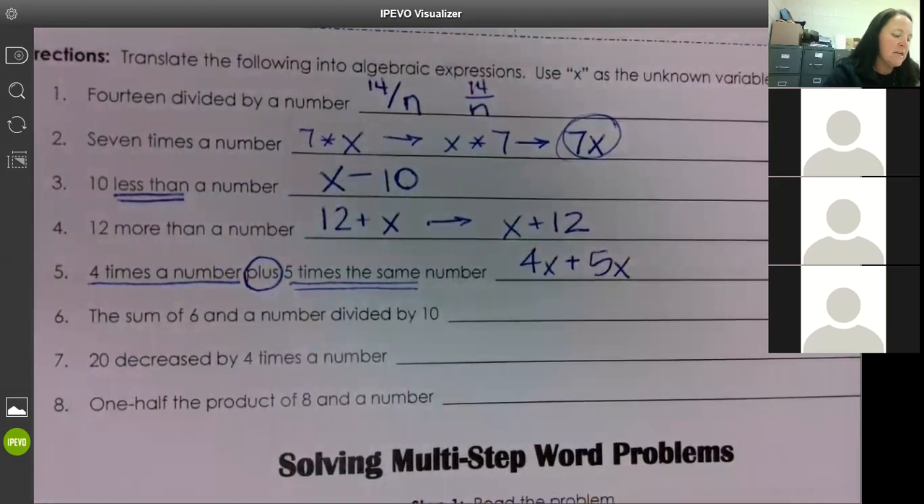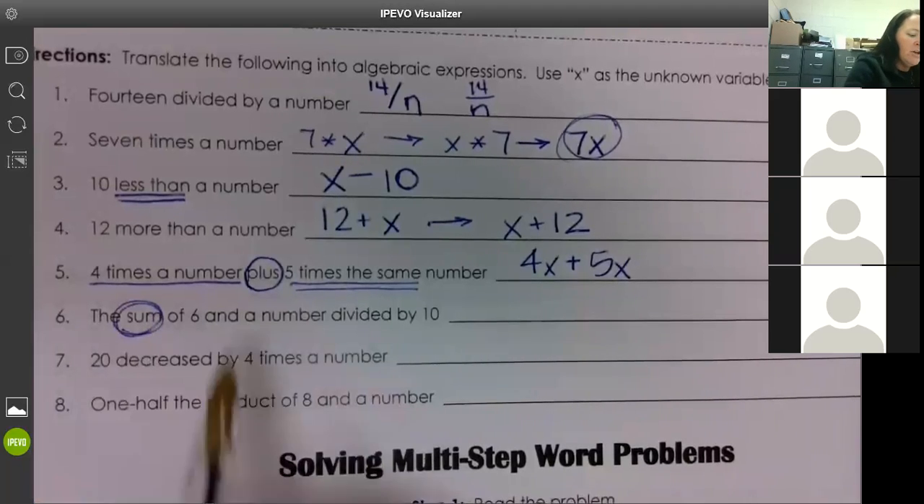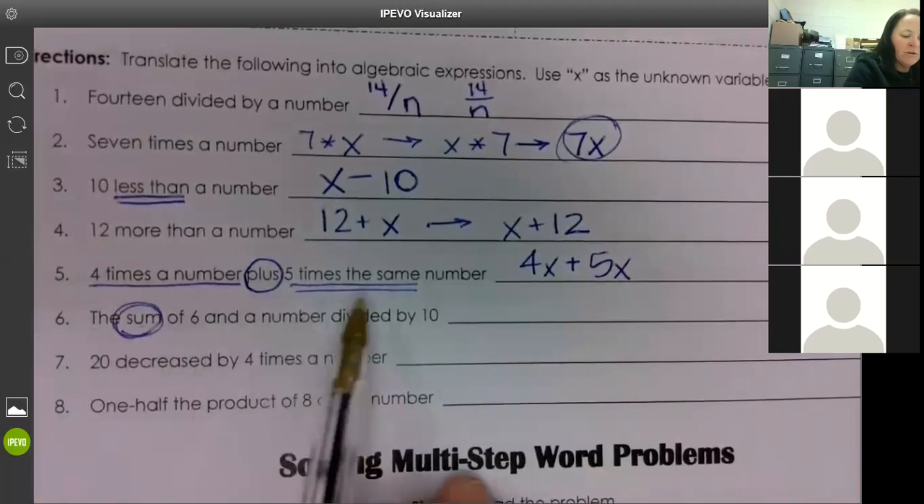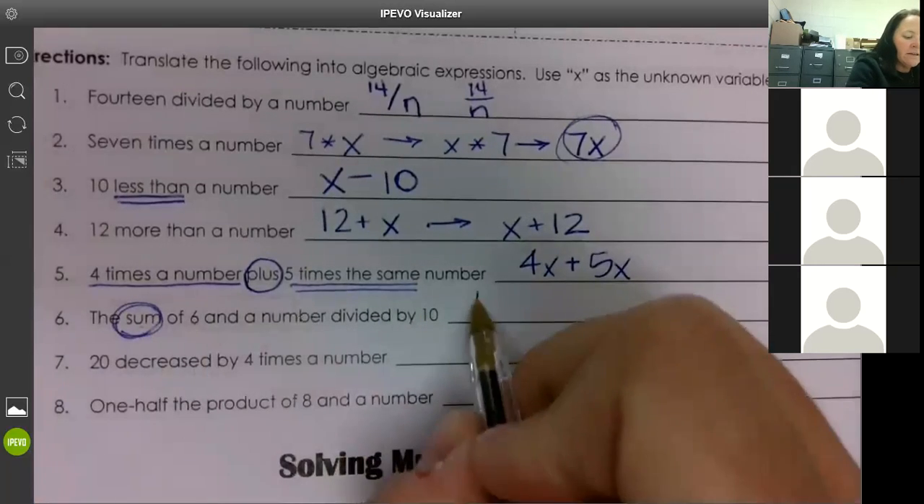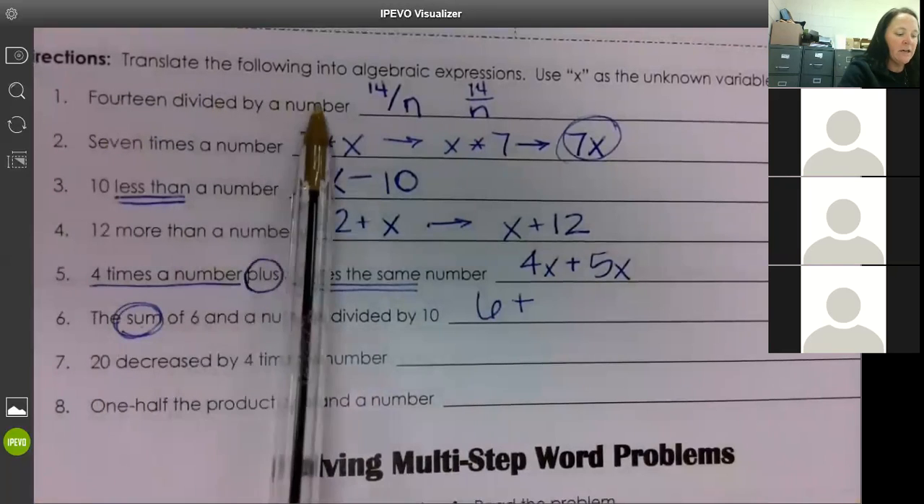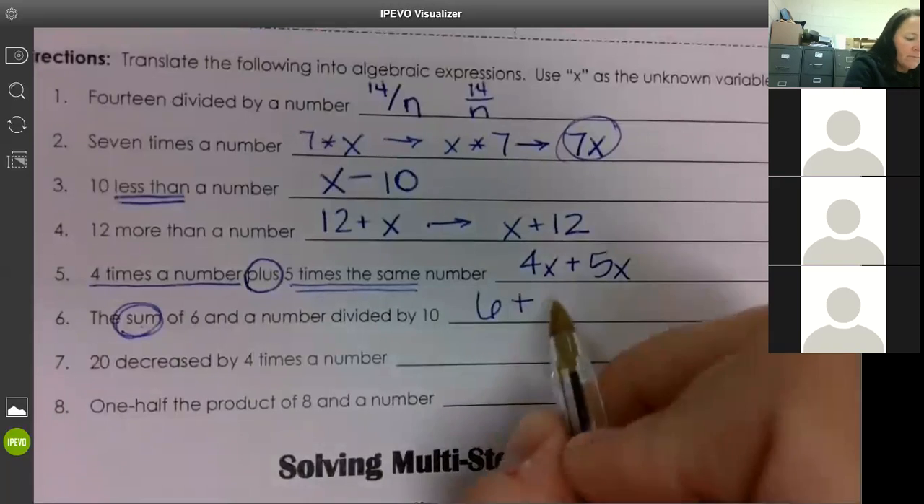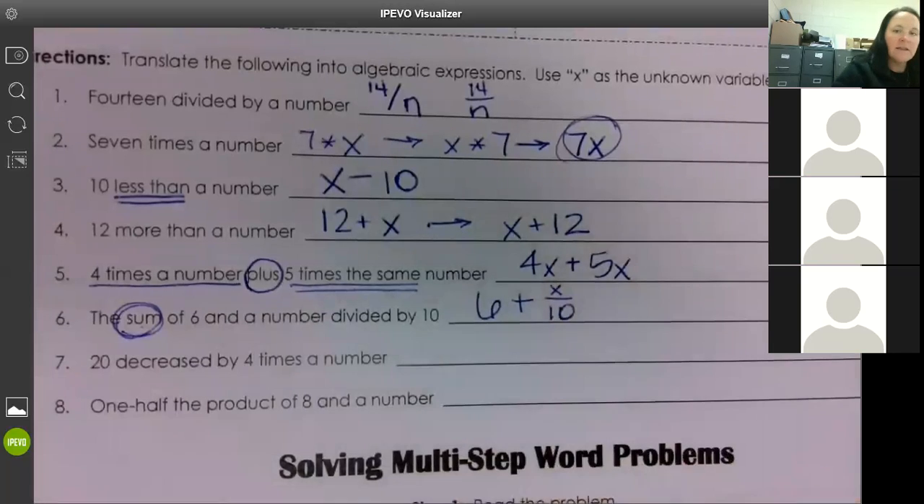All right, the next one says the sum of 6 and a number divided by 10. So what does sum mean? Add. You're going to add 6 and a number divided by 10. So 6, add. How do I write a number divided by 10? x divided by 10. Yes, perfect. Just like that.